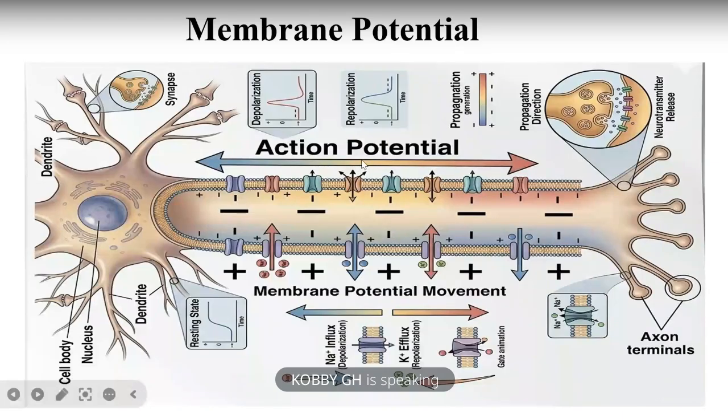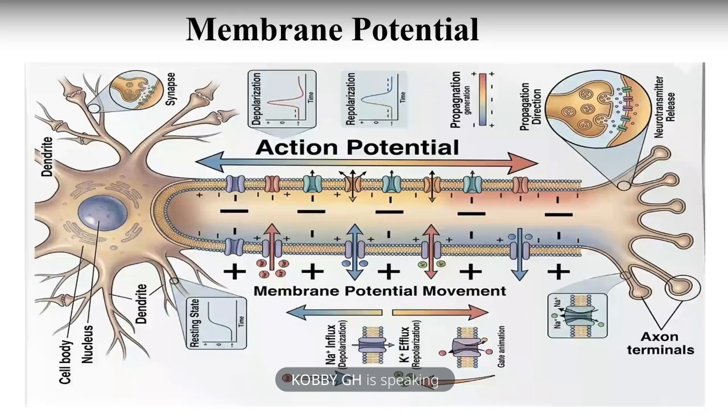When it gets to this point, the positive here will have to come inside, then the negative here will have to go outside. Then the impulse will continue. When it gets to this point, the positive here will again come inside, then the negative here will go outside. Then the impulse will continue like that. So practically, you see that the action potential depends on the membrane potential.